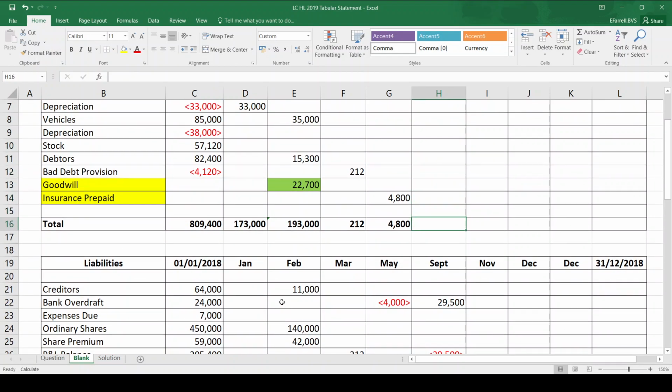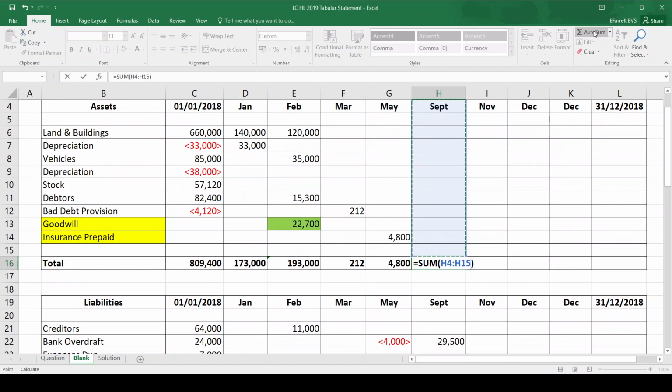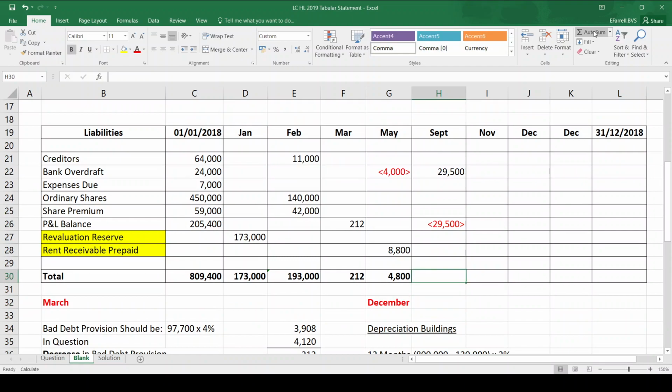So in this month, there are no adjustments in assets. So they are going to add up to 0. And down the liabilities, we have a plus 29,500 and a minus 29,500. So again, they are going to add up to 0. So it balances.